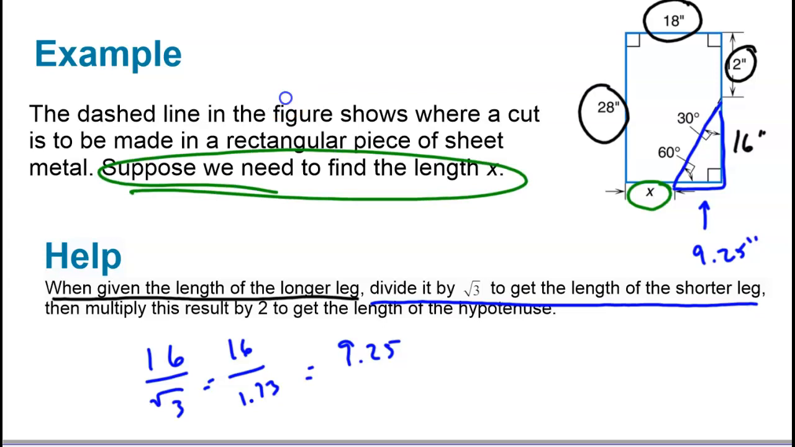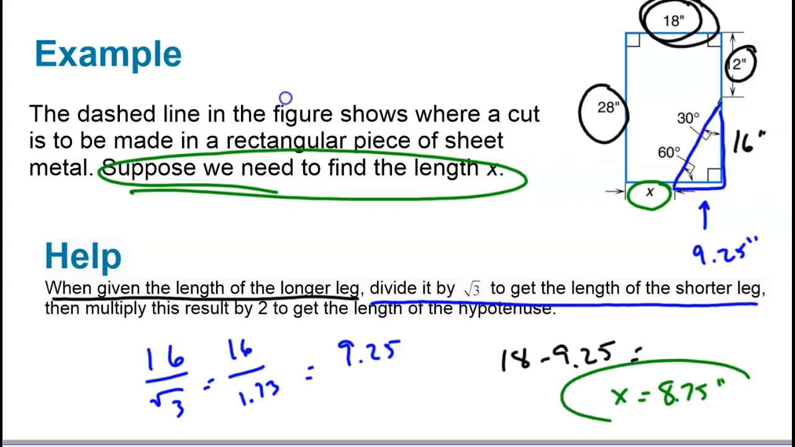So to be able to find the value of x, now all we need to do is just take and subtract from our value up here. We know that this side up here is 18 minus 9.25, and given that, we can say that x, after we do the subtraction, is 8.75 inches long. And that answers the question that they're looking for right there.